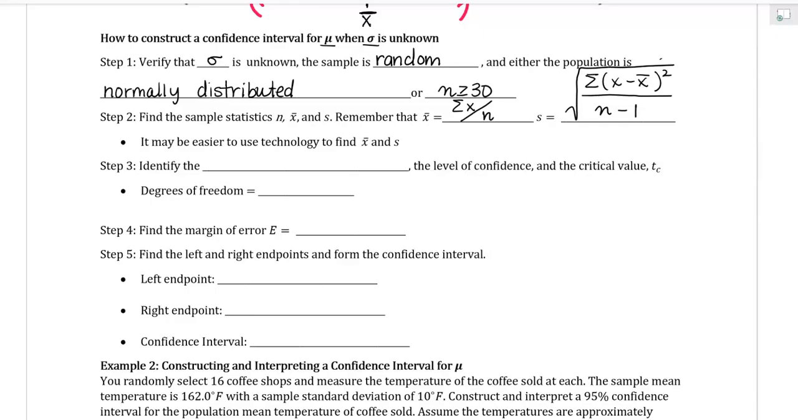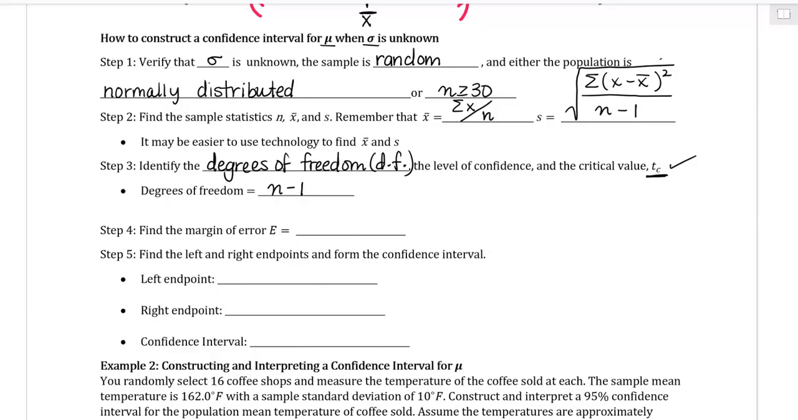Once we have gathered our sample statistics, we need to identify the degrees of freedom, which I typically do abbreviate as DF. We need the degrees of freedom, we need the level of confidence, and we need the critical value T sub C. We just did a couple of examples above where we practiced finding that critical value. We need to know that the degrees of freedom is always one less than the sample size, N minus 1.